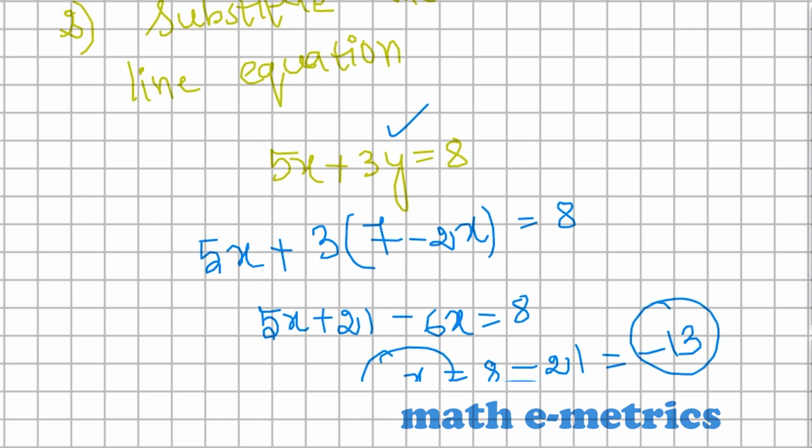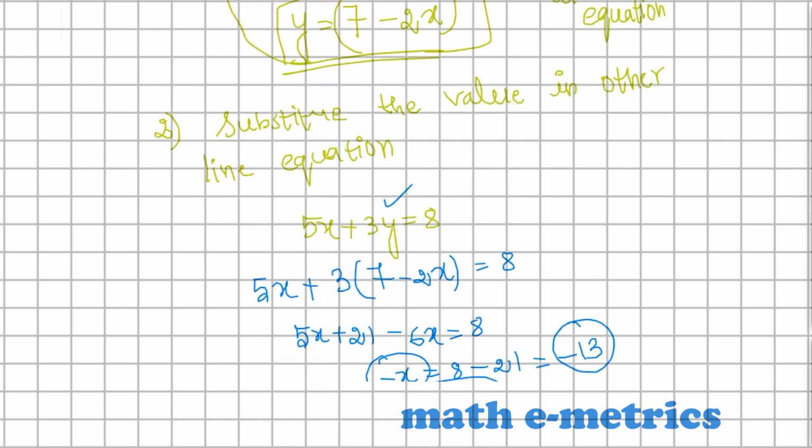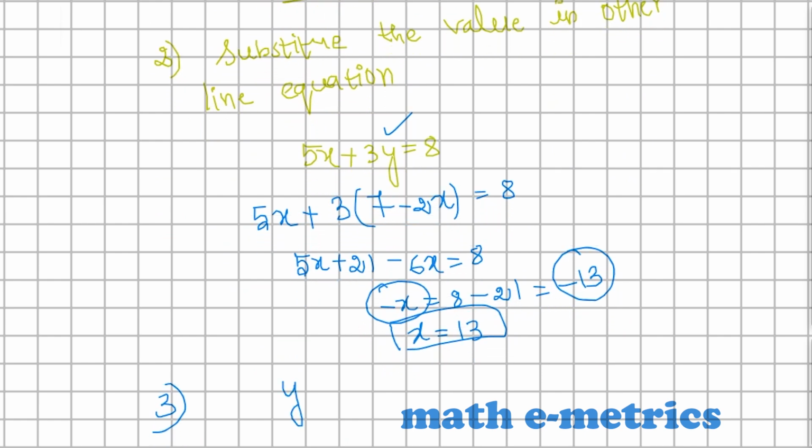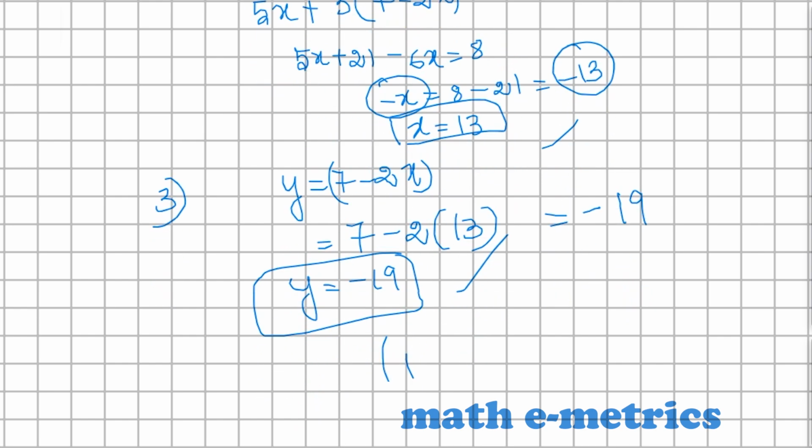So now that you found x, what else can we find? We can input the x into any of the equations and find our y value. We know that y is equal to 7 minus 2x. So put x here, twice of 13, that is 26. 7 minus 26 equals negative 19. So y equals negative 19 and x is equal to 13. This seems simpler than the elimination method.